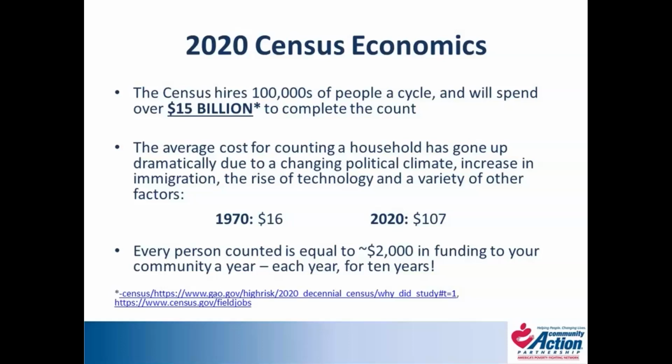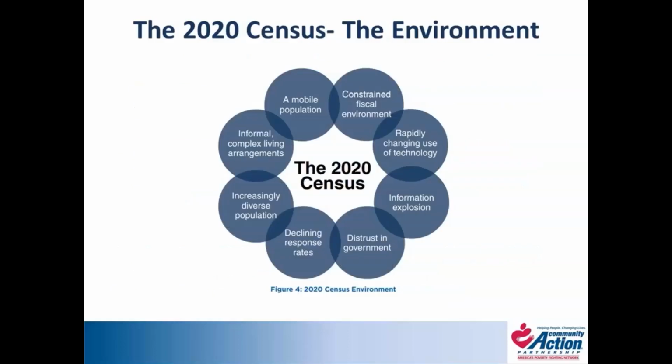And it's not just $2,000 per person per year. These numbers persist for 10 years until we do the next census. So if you miss 10 people in your area, you've just missed $20,000 for 1 year, but it's really $200,000 for 10 years. So the impact is real and tangible, and it gets to be really high dollar amounts really quickly. So why might people not be interested in filling out the census?